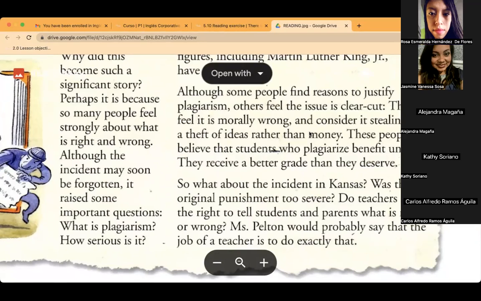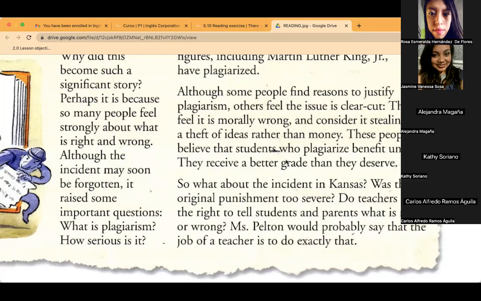Although some people find reasons to justify plagiarism, others feel the issue is clear-cut. They feel it is morally wrong and consider it stealing ideas rather than money. These people believe that the students who plagiarize benefit unfairly; they receive a better grade than they deserve. Good. Pronunciation: plagiarize. Plagiarize. Good. And Alejandra, can you read the last part?